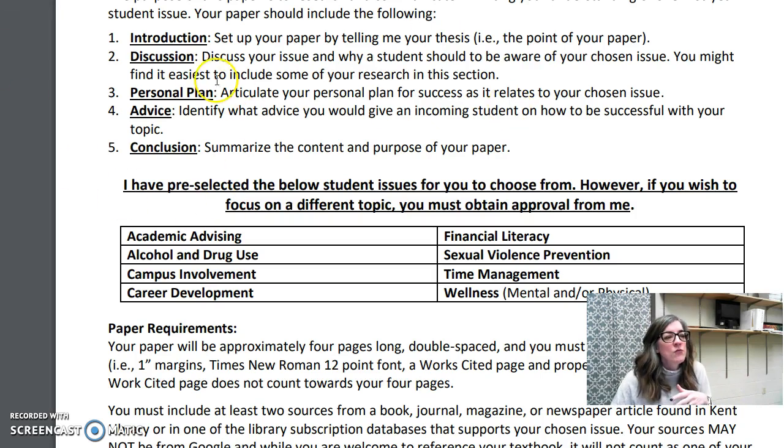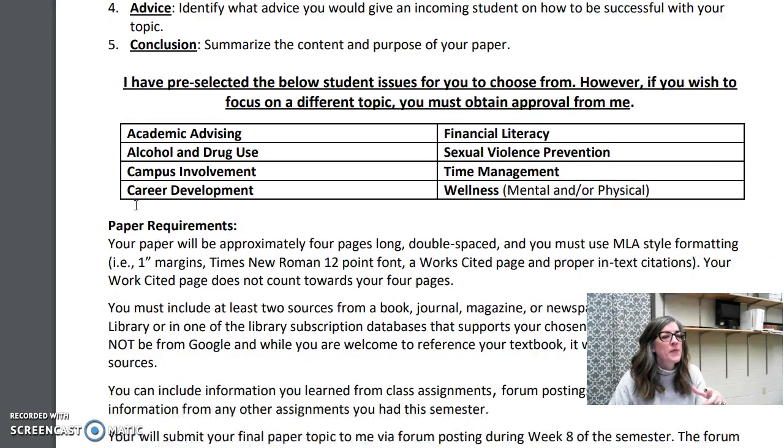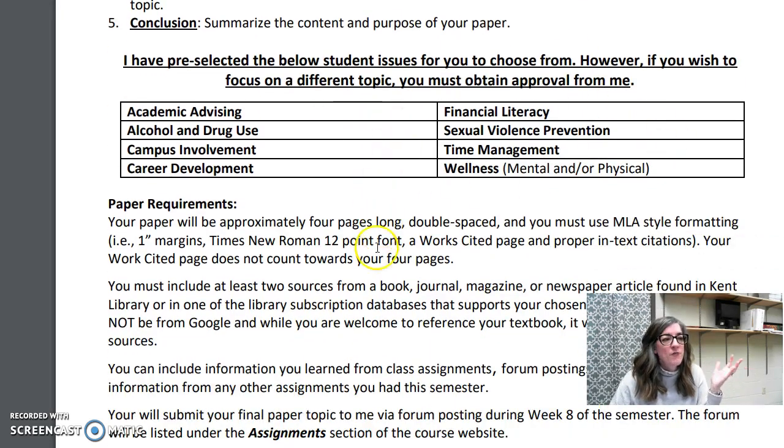So I'm showing you right here, this is how you want to organize your paper, okay? I know sometimes it's difficult for students to figure out how they want to organize it. I'm telling you here how you organize it. I want an introduction. I want a discussion. I want you to articulate that personal plan. I want you to provide some really good specific advice for your fellow students, and then you need to provide a conclusion, okay?